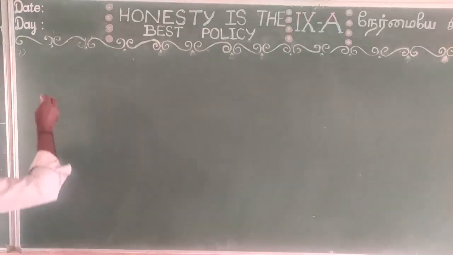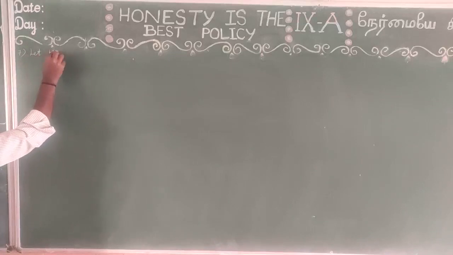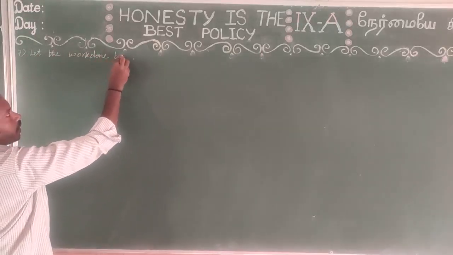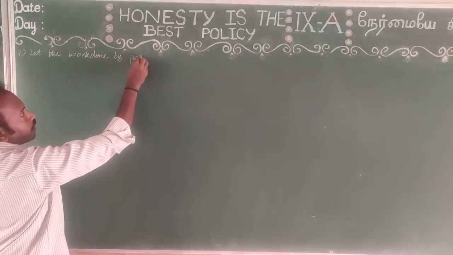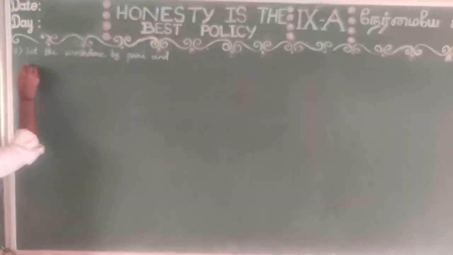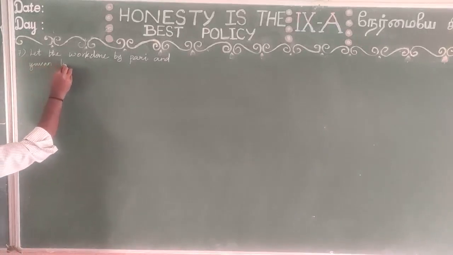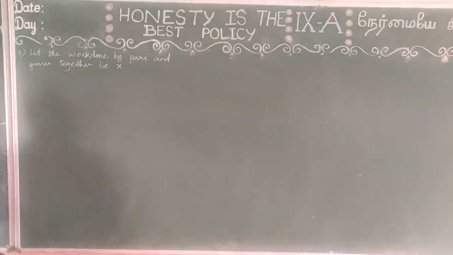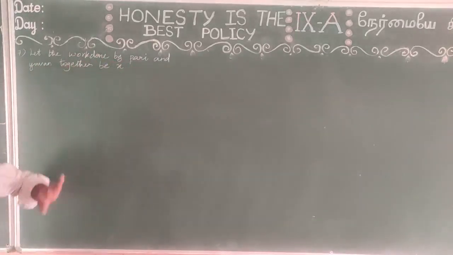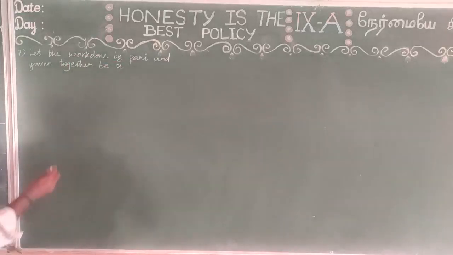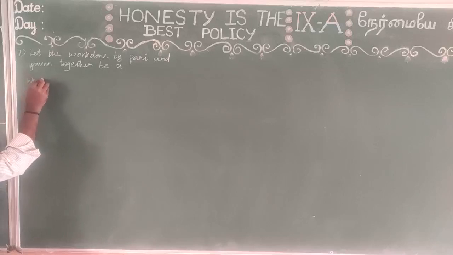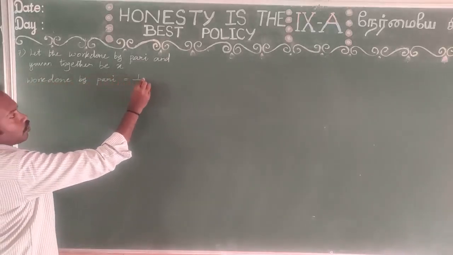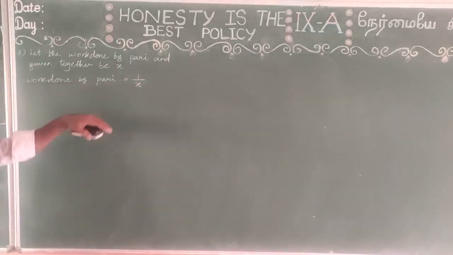Let the work done by Pari and Yuvan together be x. That means we take x as the time for both of them together to do the work. Let the work done by Pari be 1 by x, that is in 1 hour. So in 1 hour, the work done is 1 by x.